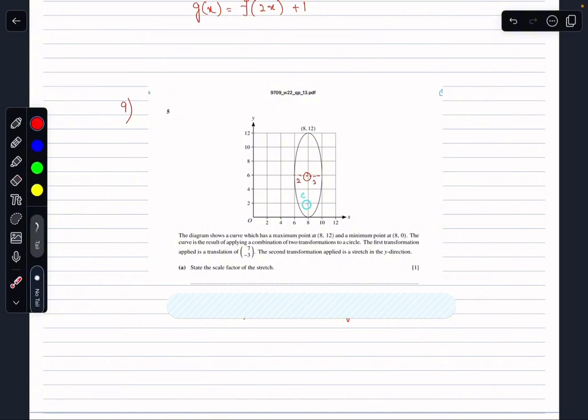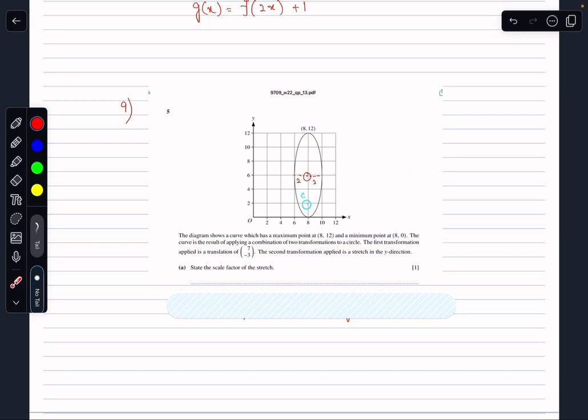Next question is taken from Winter 22, paper 1, variant 3, and it's question 5 in the paper. So the diagram shows a curve which has a maximum point at (8, 12) and a minimum point at (8, 0). The curve is the result of applying a combination of transformations to a circle. Initially we can see that this is not a circle, this is kind of an ellipse, but initially it was a circle.